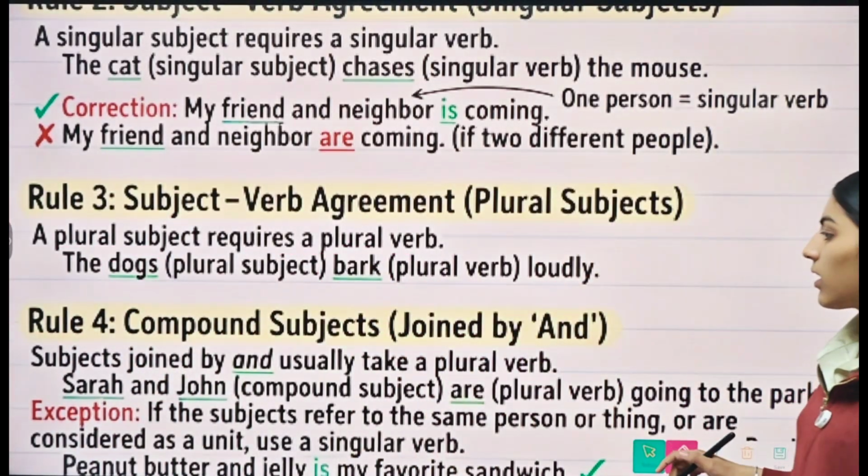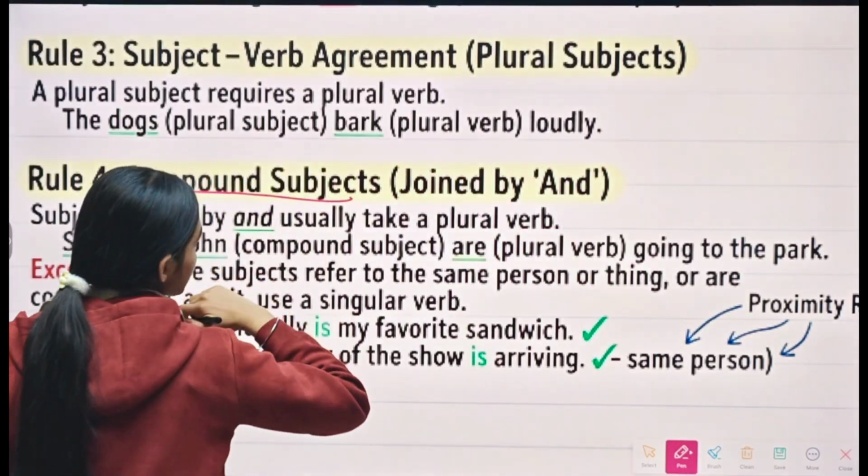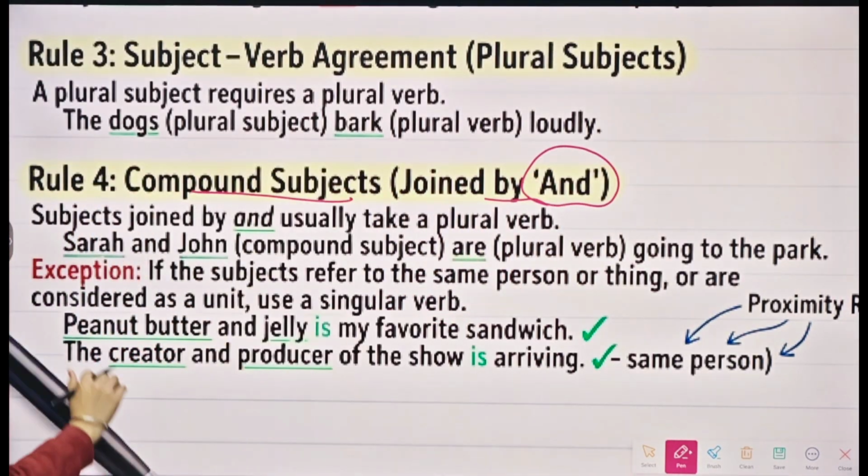All right. Now moving on, we have the rule for compound subjects which are joined by and. Let's see.